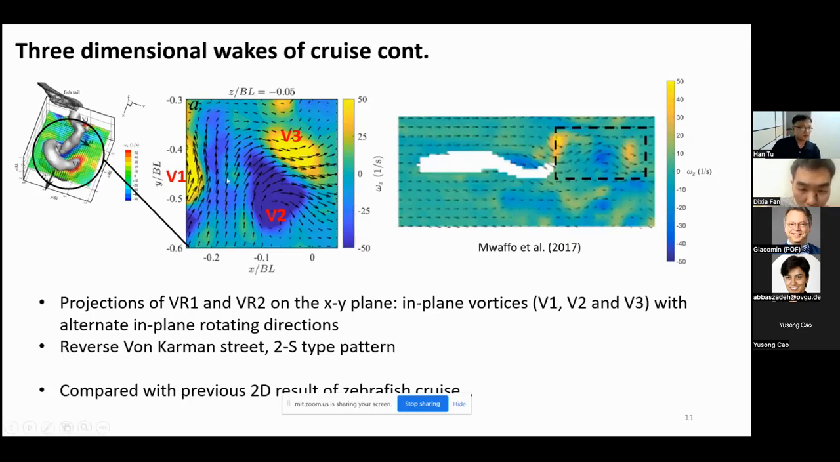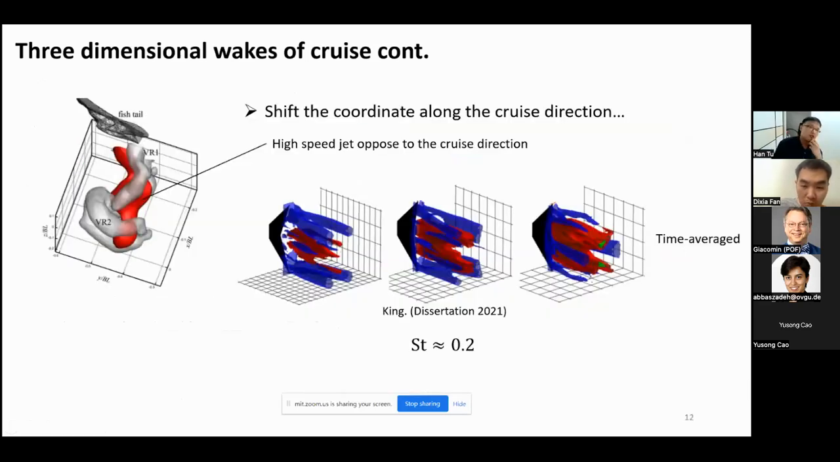As you can see, our 3D instantaneous results are very similar to their 2D wakes, especially in the dotted black rectangular region. Of course, since our experiment was Tomo PIV, our data has one more dimension. So it is easy to see that V1 and V2 actually belong to the vortex ring VR1, and V2 and V3 belong to another vortex ring, VR2. Besides the comparison of 2D and 3D zebrafish results, I think it is also interesting to compare the flow structures of zebrafish and pitching panels.